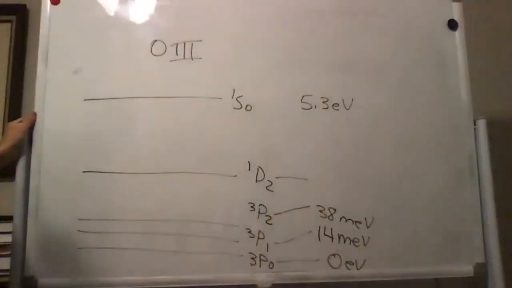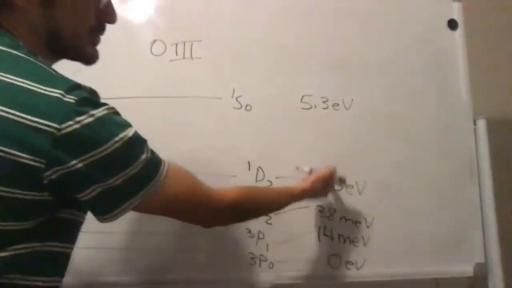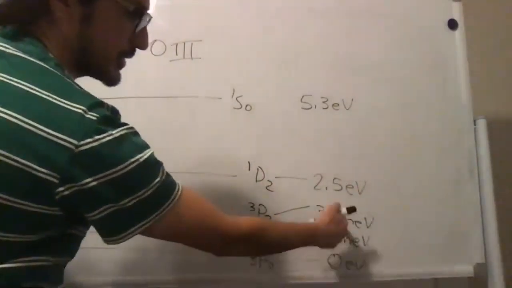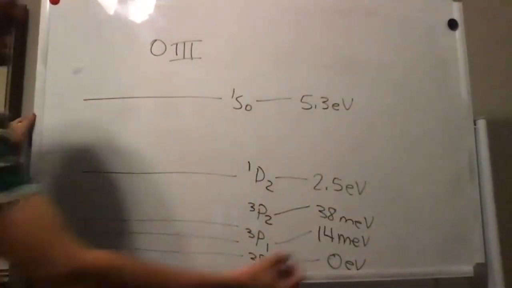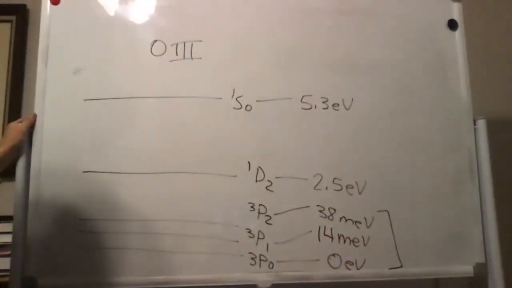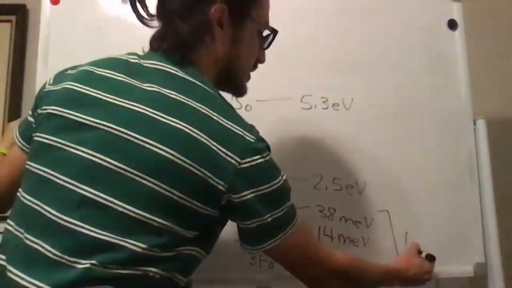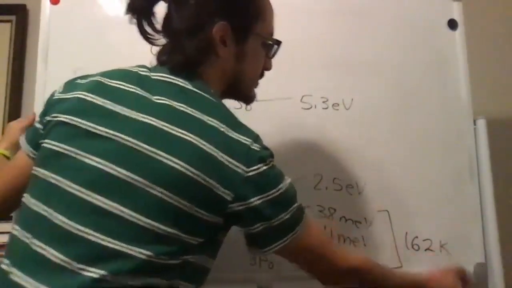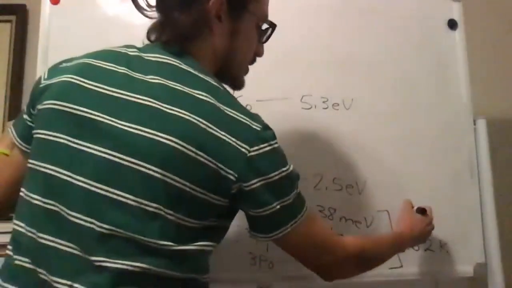This one is 2.5 eV. So this is a pretty big jump. And it's close to zero compared to this one. And this one is 5.3. So these ones over here do the heavy lifting in terms of cooling down the cloud. So this one is equivalent to 162 Kelvin, and this one to 441 Kelvin.